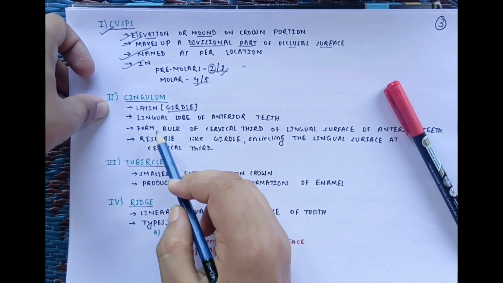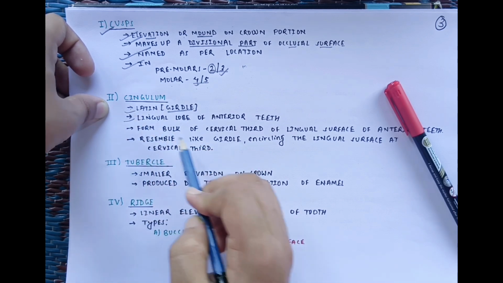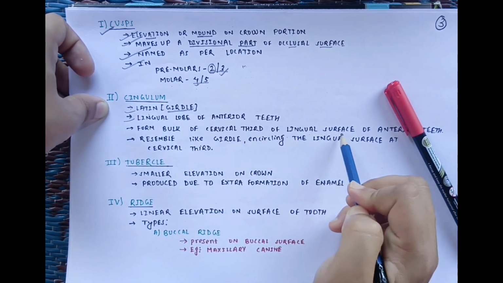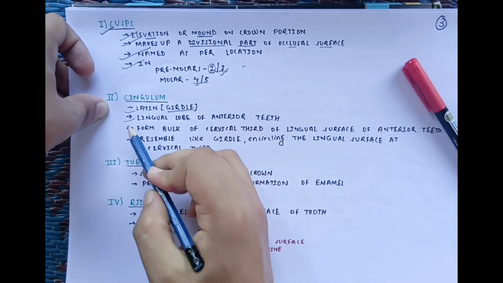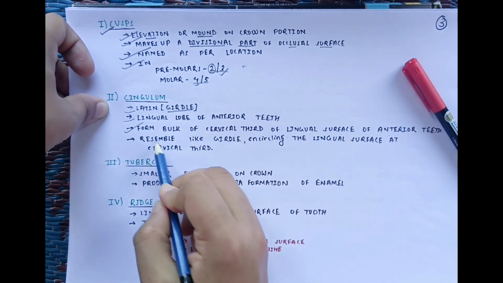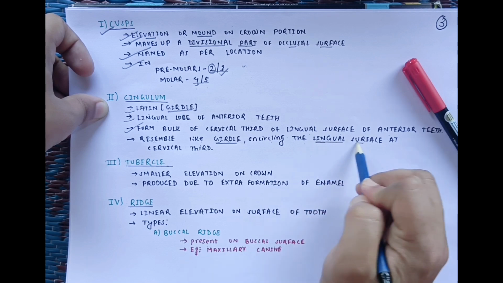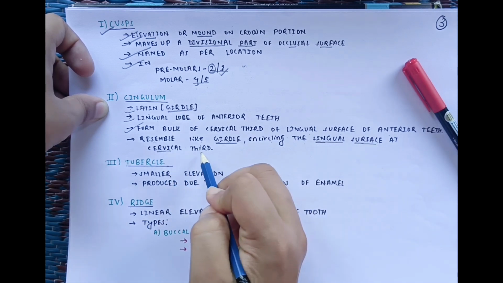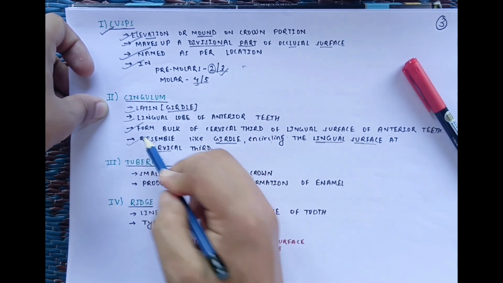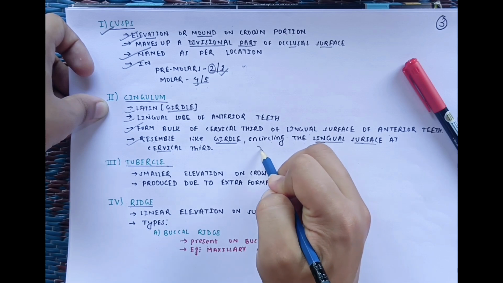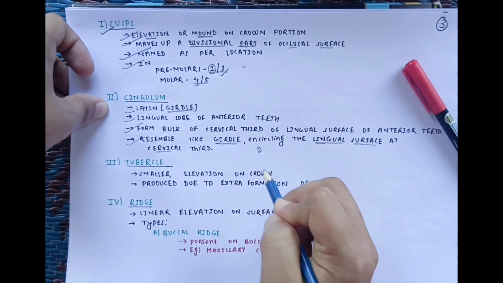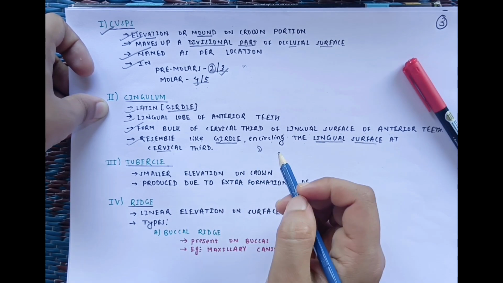that is called the cingulum. Similarly, it forms the bulk of the cervical third of the lingual surface of the anterior teeth. It is also easy to understand. It resembles a girdle encircling the lingual surface of the cervical third. So it forms a girdle-like structure at the lingual surface of the cervical third.